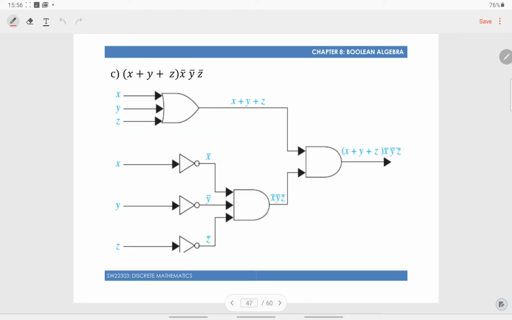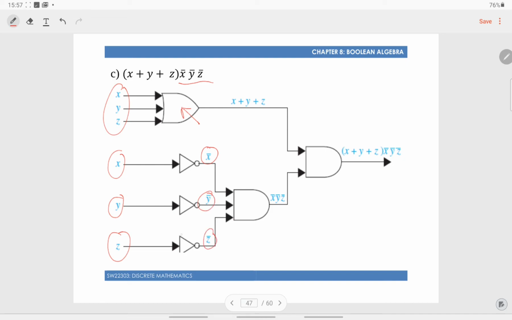Next, okay, again here we have three variables as the input, x, y, and z, provided in the original form. Okay, and then in parentheses we have x plus y plus z, so we have three inputs to this single gate, the OR gate, so it produces x plus y plus z. And then for these three complements, we have x complement, y complement, and z complement.